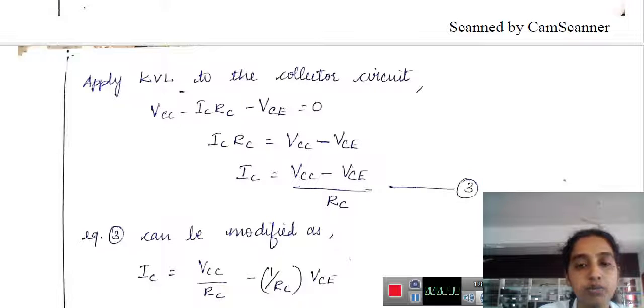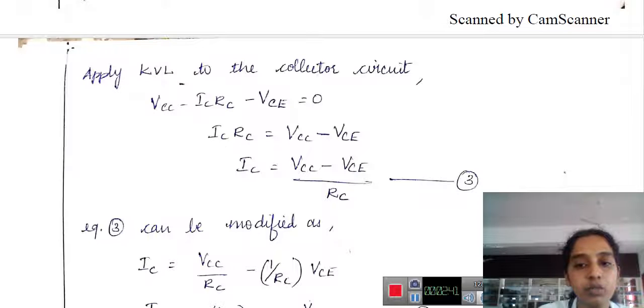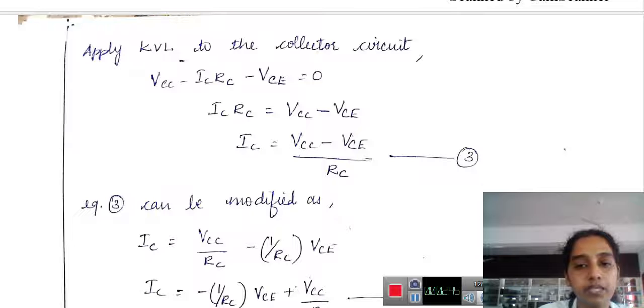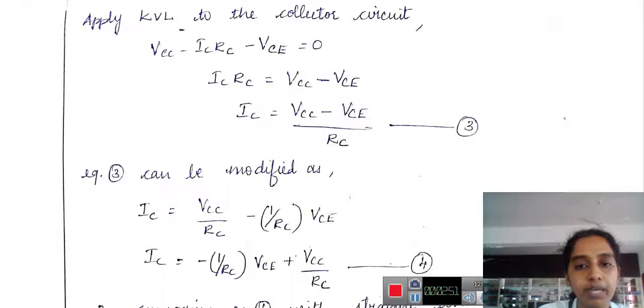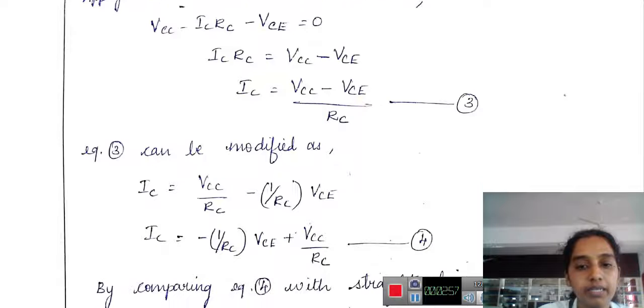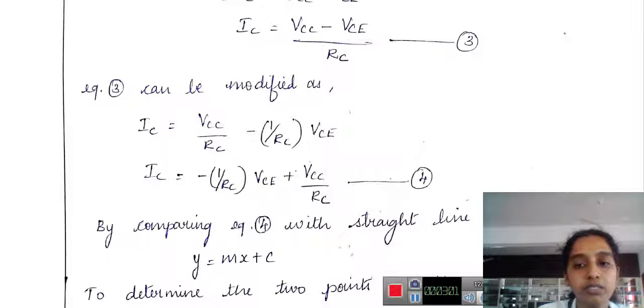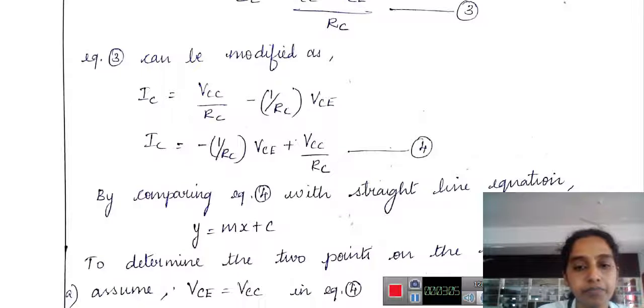Just now we are going to modify this equation 3. The equation 3 is the same. Here the denominator RC we are going to write separately: IC equals VCC by RC minus 1 by RC into VCE. So rearranging, this equation is similar to a straight line equation, y equals mx plus c.